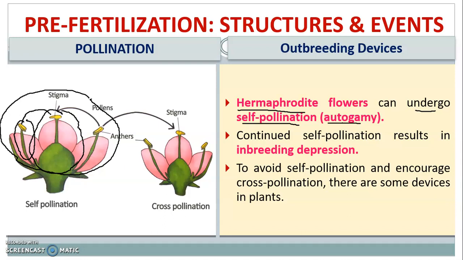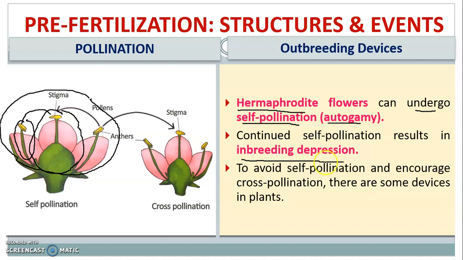But when any flower continuously undergoes self-pollination, autogamy, it leads to inbreeding depression. Inbreeding depression means degradation in the quality and loss of evolution in the variety, because they are sharing the same genes again and again, so variation will not be expressed in such pollination.